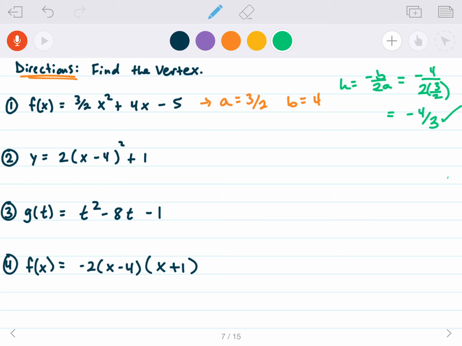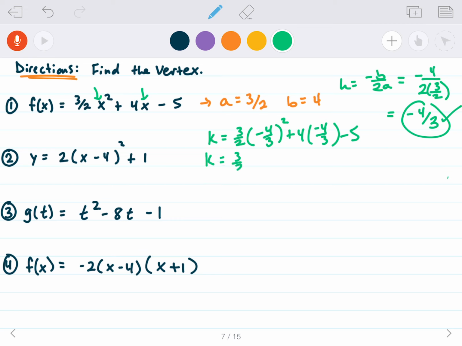Now for k, I just need to plug in negative 4 over 3 back into my equation. So for k, we have 3 over 2 times negative 4 over 3 squared plus 4 times negative 4 over 3 minus 5. And let's clean it up. Negative 4 over 3 squared is negative 4 over 3 times negative 4 over 3. If I multiply straight across, I get positive 16 over 9. So that's 3 over 2 times positive 16 over 9. And then here, 4 over 1 times negative 4 over 3 is just negative 16 over 3.